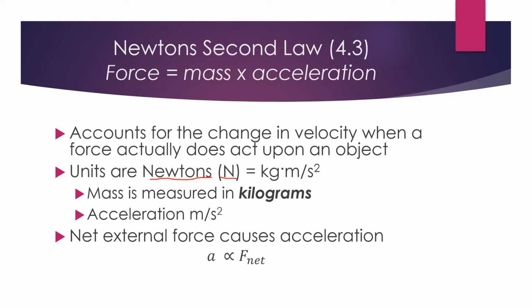Right next to the newtons here, that's kilograms times meters per second squared, which is what newtons are made up of. The kilogram comes from the mass portion, because we always need mass in kilograms when we use it in physics problems, and the meters per second squared portion comes from the acceleration side of the equation, because acceleration is measured in meters per second squared.